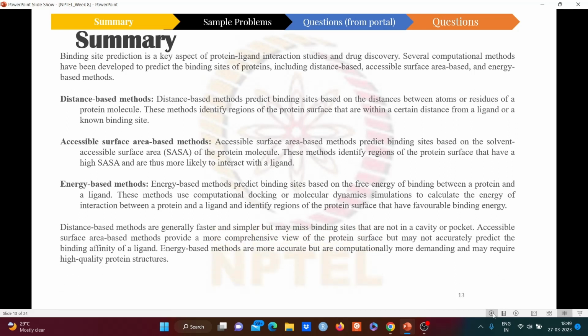Each of these methods has its strength and weakness, and the choice of the method depends on the protein interaction system that we used. Distance-based methods are generally faster and simpler, but may miss binding sites that are not in the cavity or pocket. Accessible surface area-based methods provide a more comprehensive view of the protein surface, but may not accurately predict the binding affinity of a ligand. And energy-based methods are more accurate, but are computationally more demanding and may require high-quality protein structures.